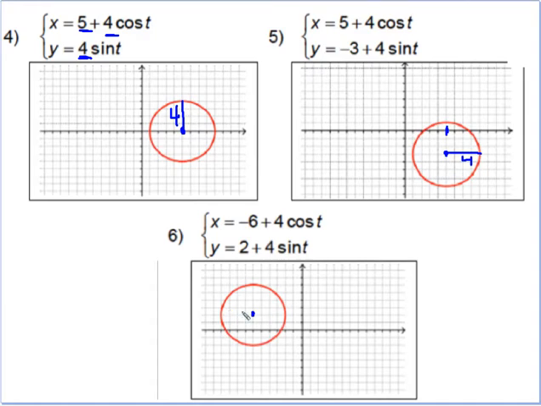Okay, so when you're trying to draw these graphs, you find the center of your circle and then go out however many tick marks you need to go. In this case, you need to go 4 tick marks out.